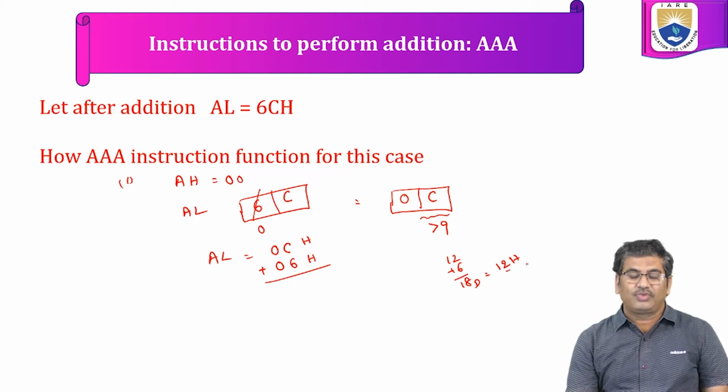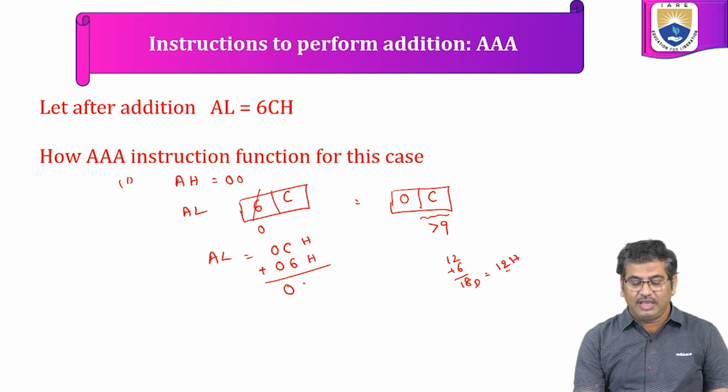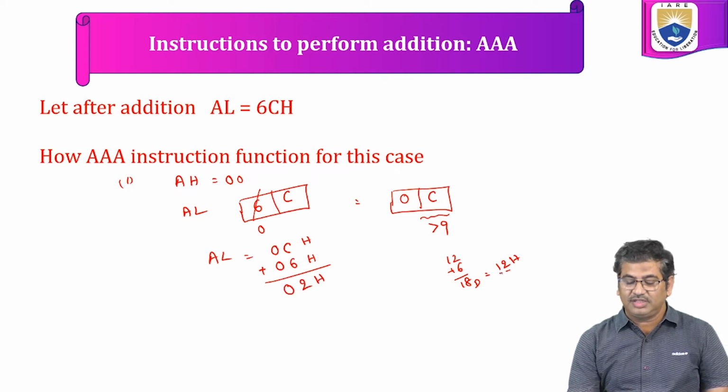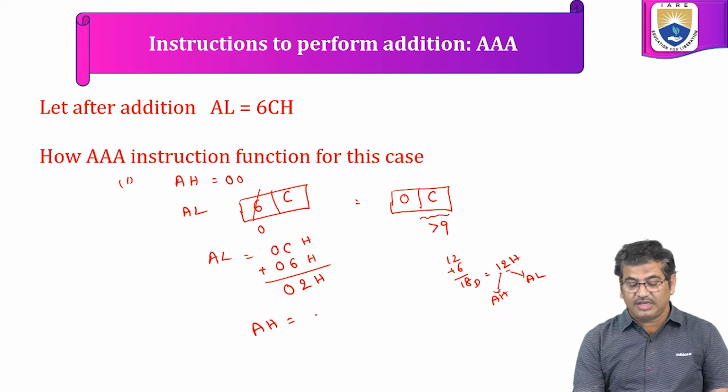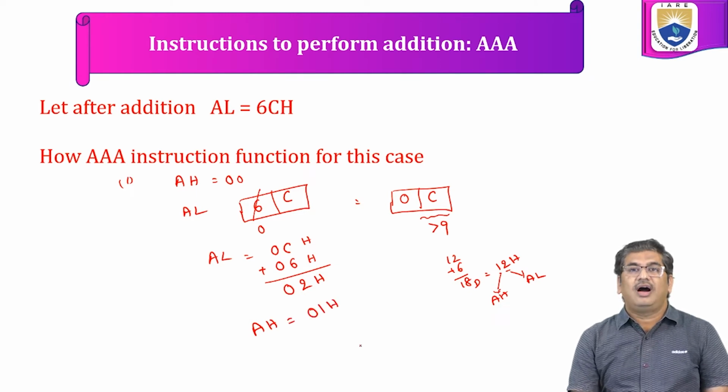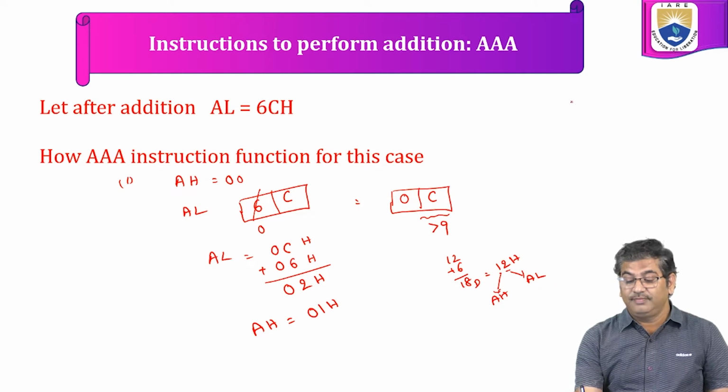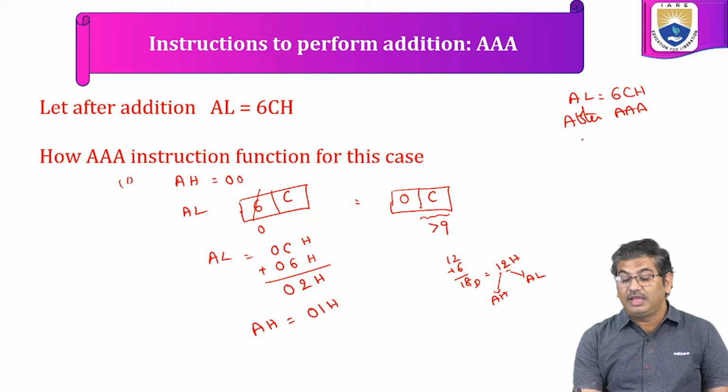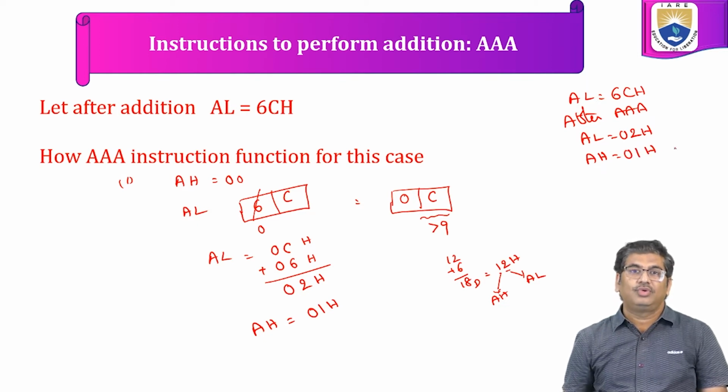So this 2 will be moved to the AL register, and whatever 1 is there will be moved to the AH register. That is, the AH contents will be incremented by 1. So now we get the AH contents as 01H. So before the AAA instruction, the AL register contents are 6CH. After the AAA instruction, the AL register contents are 02H and the AH contents are 01H.